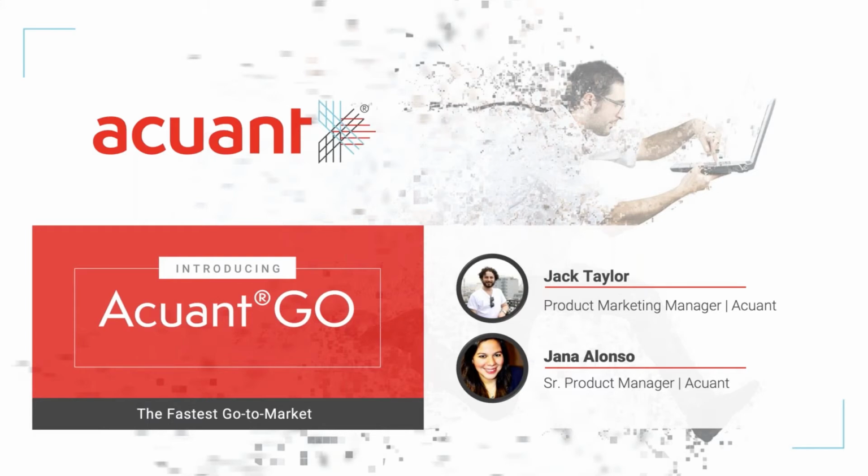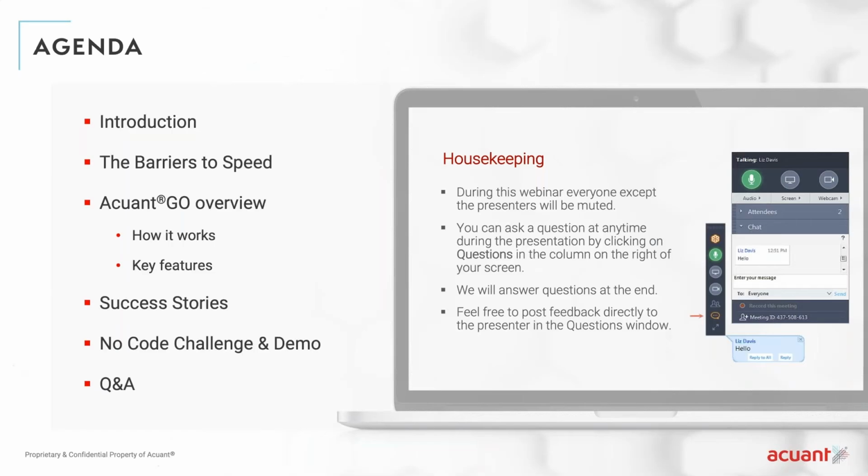Okay, great. So I'll jump right into the agenda. Today we'll be covering a few different things, trying to give you a full understanding of what Acuant GO is, but I'll go through the barriers to speed as well. For deploying an IDV, KYC, AML solution, what are some of the challenges that perhaps some of you on the call may already be experiencing? Then we'll take you through the solution, what it is, how it works, some of its key features, and then we'll look at some of the incredible success that our clients have had using Acuant GO.